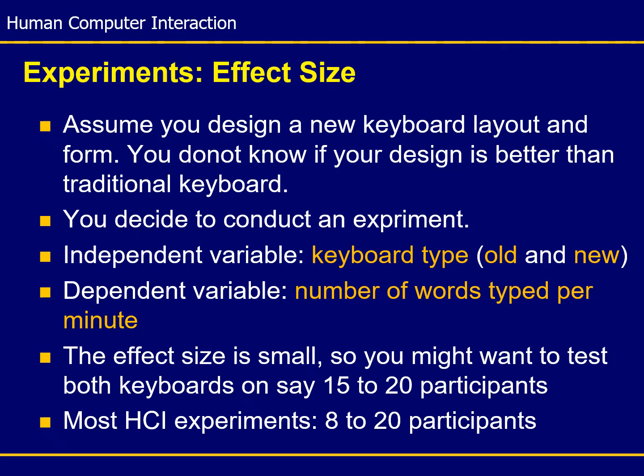Now, here is another thing. Assume you design a new keyboard layout and form. You don't know if your design is better than the traditional keyboard. You decide to conduct an experiment. Your independent variable is going to be keyboard type, old and new. Your dependent variable, the number of words typed per minute. The effect size here is small. If you look at this example, I'm using my dependent variable as the number of words typed per minute. Okay? Now, why am I saying the effect size is small?